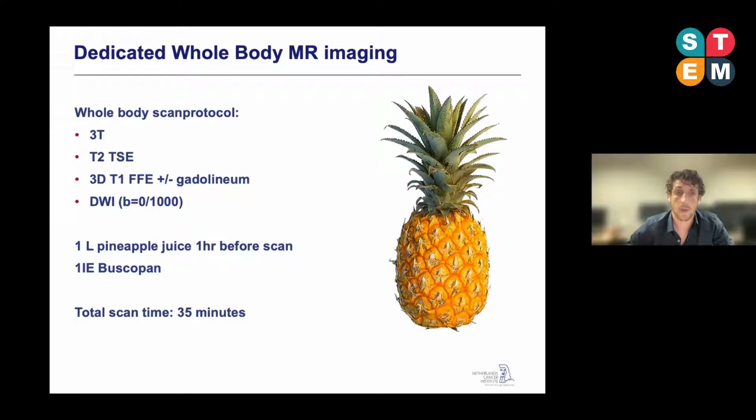Why is that? Well, the pineapple juice is unaltered, you can just buy it at the supermarket. There's a lot of manganese. Manganese is a metal, and this really suppresses the high signal in the bowels, because I don't want the bowels to light up. I only want to see the tumor. The whole scan time takes 35 minutes, so that's also really doable.